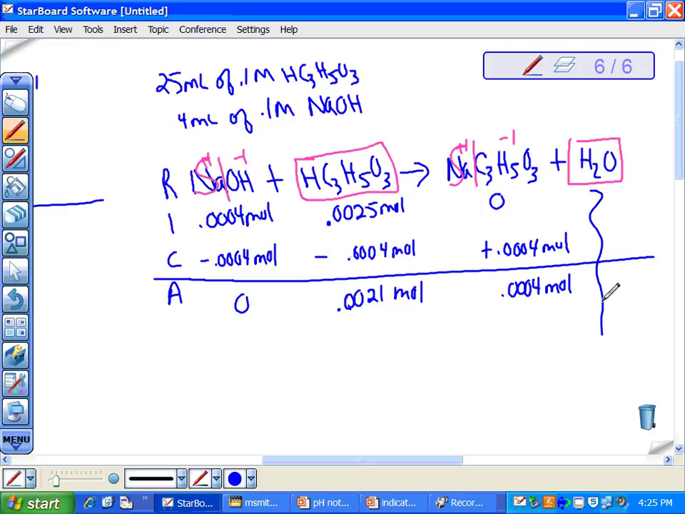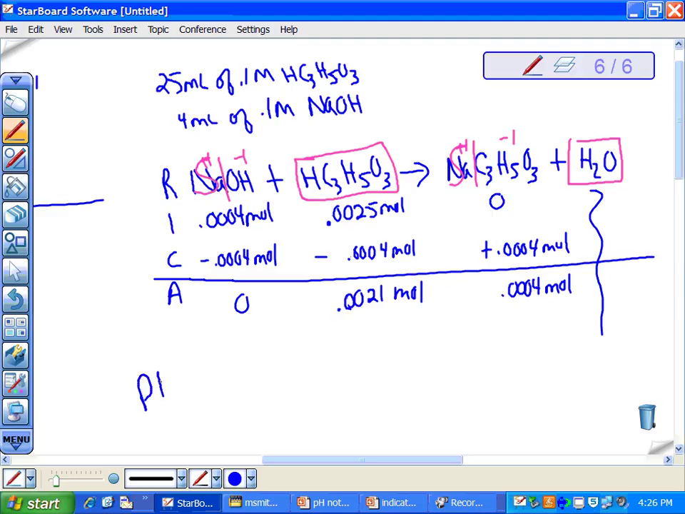Okay, so now, unlike the strong case where you have extra stuff left over, either OH or H+, and then you can change it back to molarity and simply find the pH, we don't have extra OH. My OH is gone in this case, so that's my limiting reactant. What you do have left is a weak acid and a salt. If you can recognize that, you could then use Henderson-Hasselbalch.